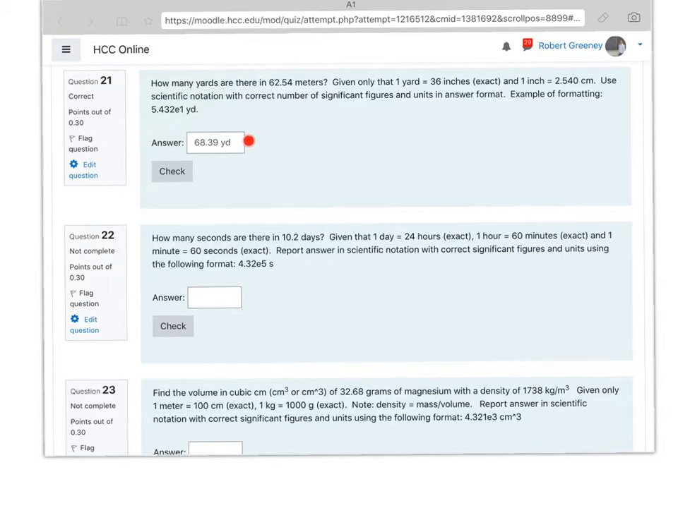So Moodle doesn't really force you to use scientific notation, but I do want you to practice it. Truthfully, a number like 68.39, in most circumstances, since it's E to the 1 or times 10, we would just leave it in this format. But we are practicing in these exercises using scientific notation, so if it asks you to use it, please use it.